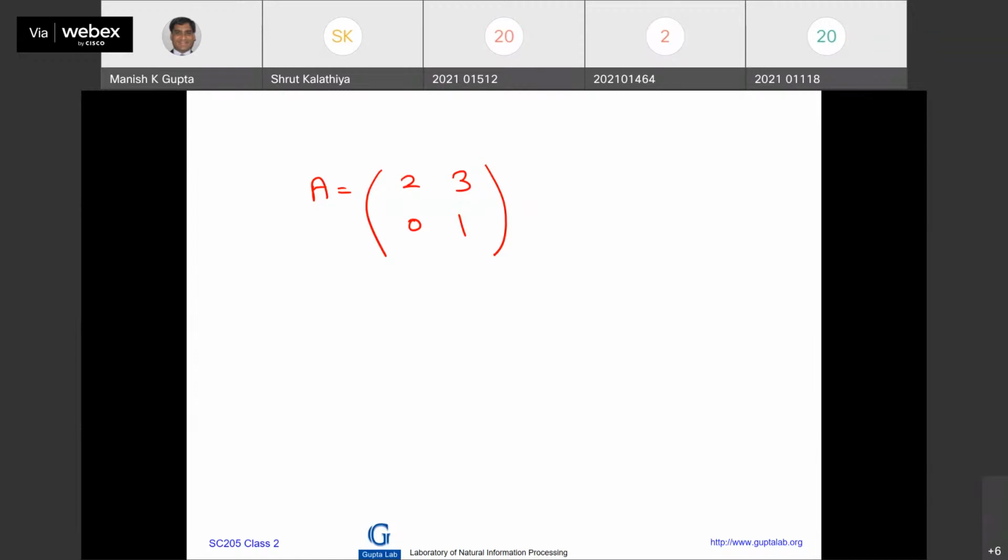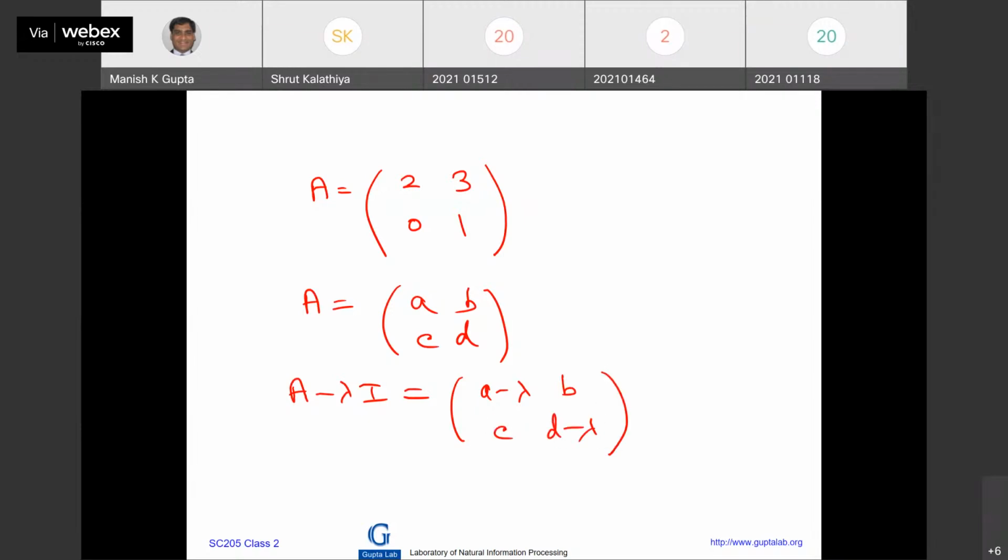So you can actually compute. Just write down A minus lambda I, right? Determinant of A minus lambda I, you can compute. Or maybe I can give you a formula. If A is [A, B; C, D], then A minus lambda I will be [A minus lambda, B; C, D minus lambda]. So determinant of A minus lambda I equal to 0 will give you (A minus lambda)(D minus lambda) minus BC equal to 0.